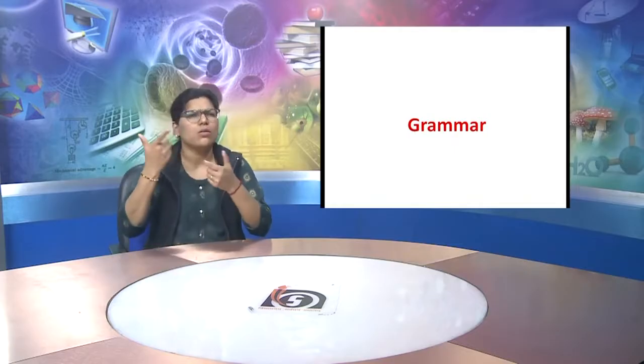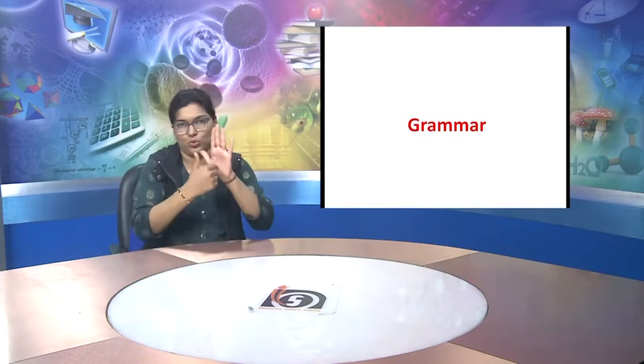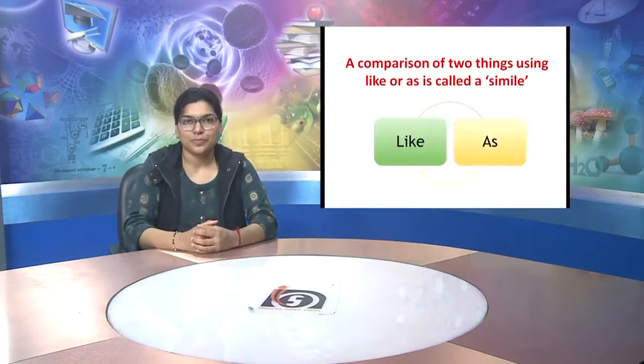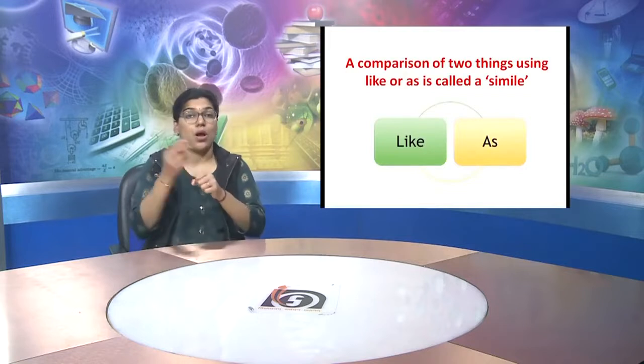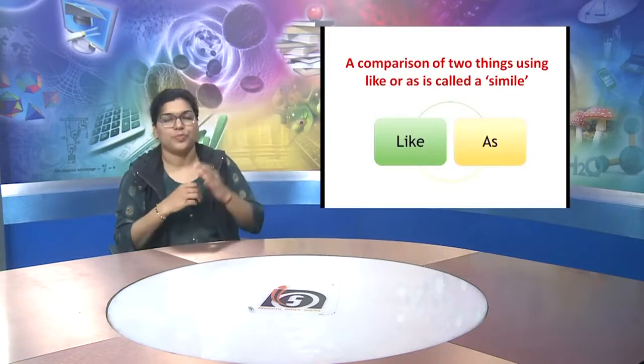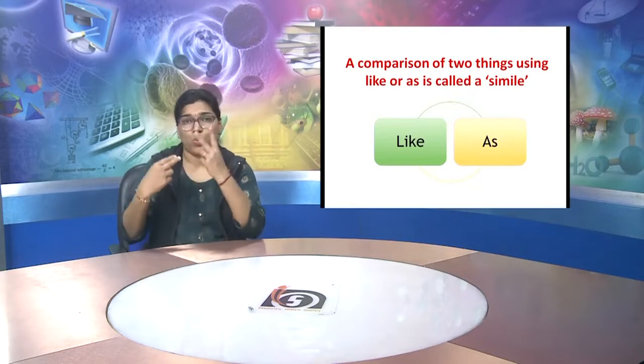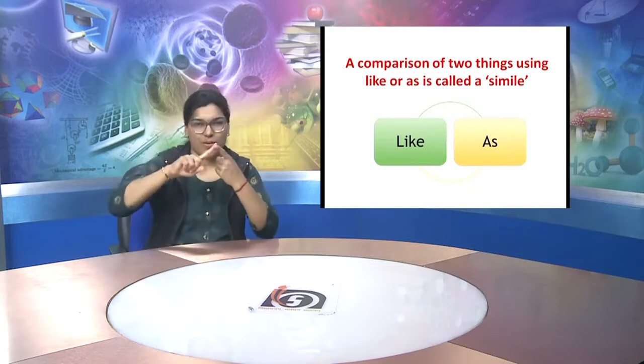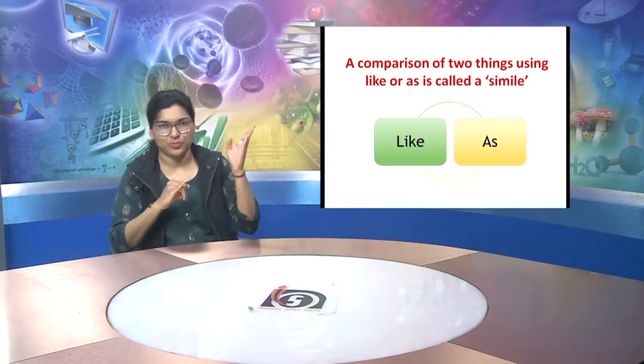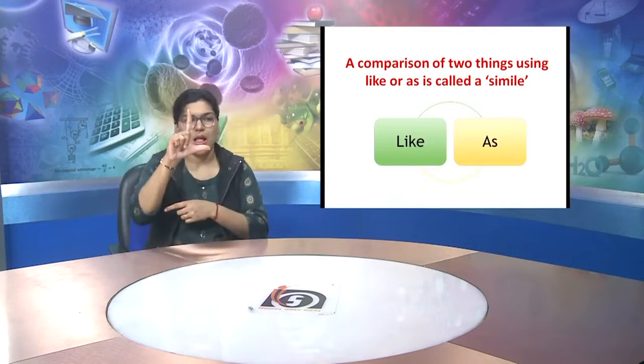Now we are going to learn some grammar from this lesson. Let us move further. In this grammar part, you can see two words. The first word written in the box is like, and the second word written is as.